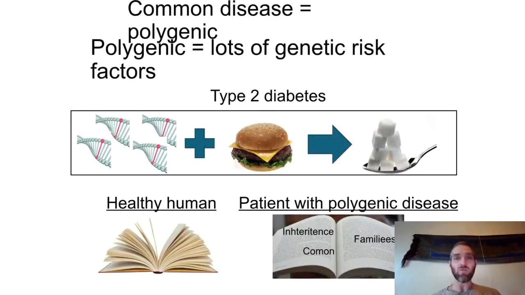In contrast, the common forms of disease are polygenic, poly being many. So polygenic diseases have lots of different genetic risk factors, each of them only conveying a small amount of risk.